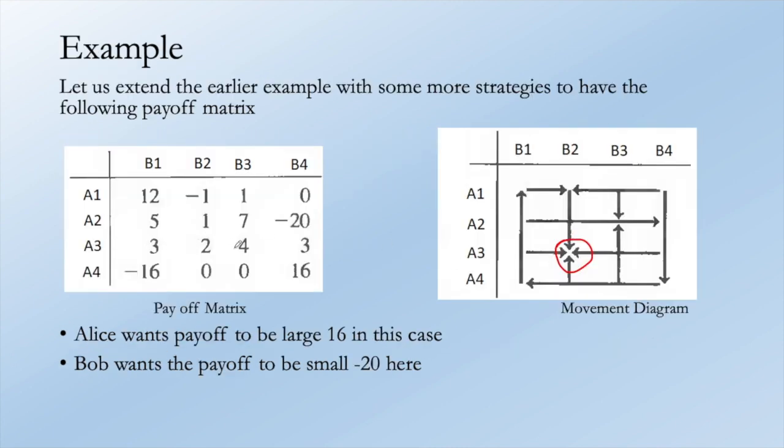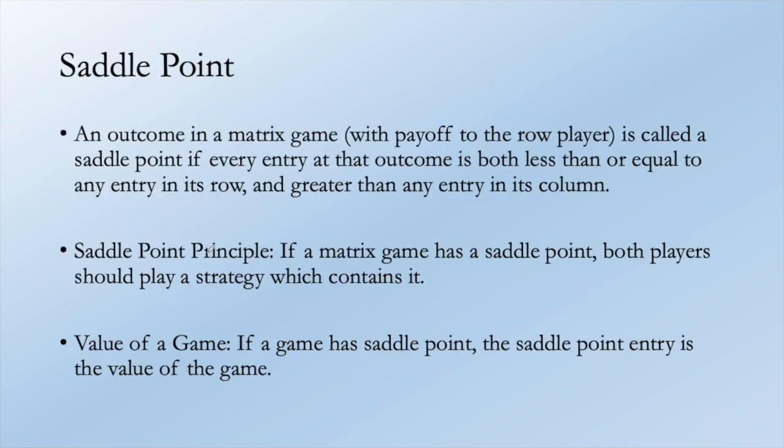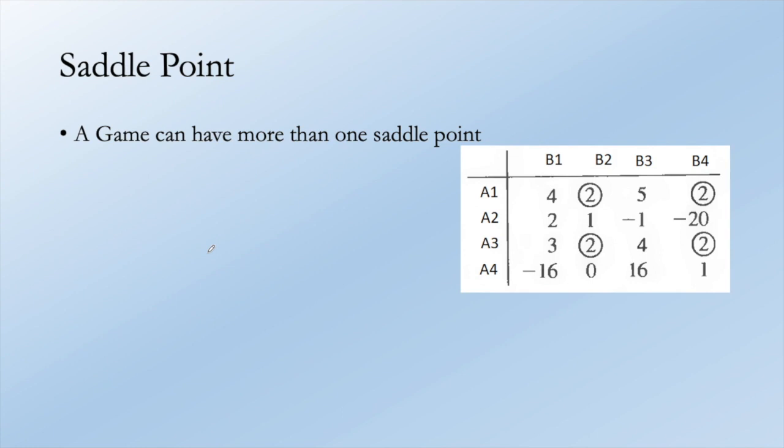In this row, this is the lowest value, and in this column, this is the highest value. So that's the definition of a saddle point. The saddle point principle says that if a matrix game has a saddle point, then both players should play the strategy which contains that saddle point. Value of a game: if a game has a saddle point, then obviously the saddle point entry is the value of the game. A game can have more than one saddle point, like in this particular case, where we have 4 different saddle points.